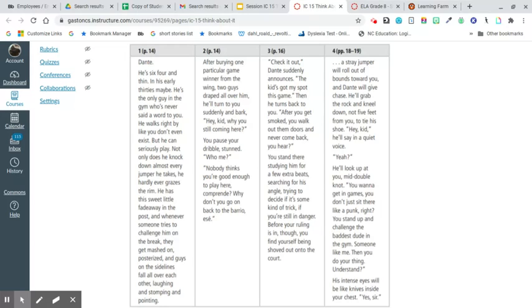So, let's look at the third visit. This is 2 pages later. Check it out. Dante suddenly announces, "The kid's got my spot this game." So if you remember in the story, the conversation comes up about being good and wanting to play. The character, see, he just says, I just want to play.